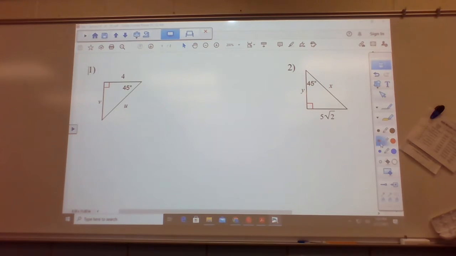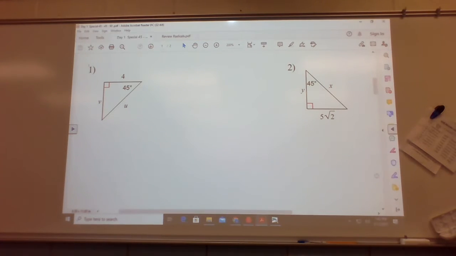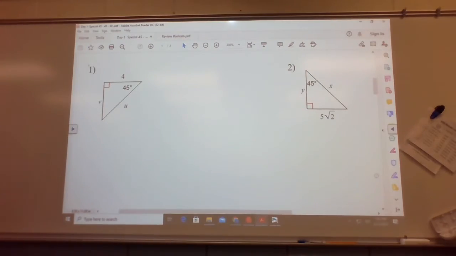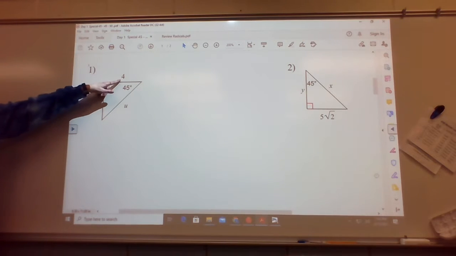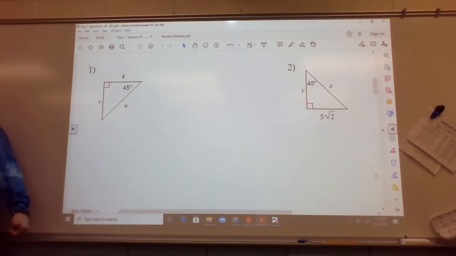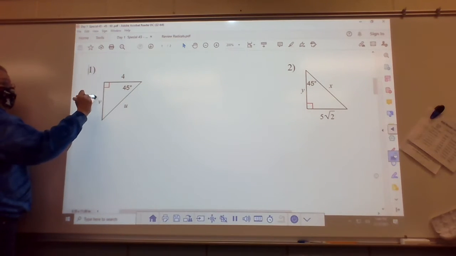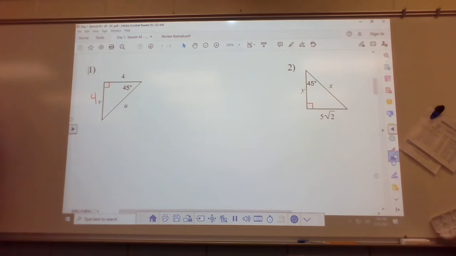So let's look at the first two. Number 1 is as easy as they can get. And you'll see that here in just a second. So number 1, first I have to decide what number did I give you? I gave you a 4. Is the 4 in a leg or a hypotenuse position? It's a leg. So if this leg is 4, this leg will also be 4, because the legs always match. Always, always.